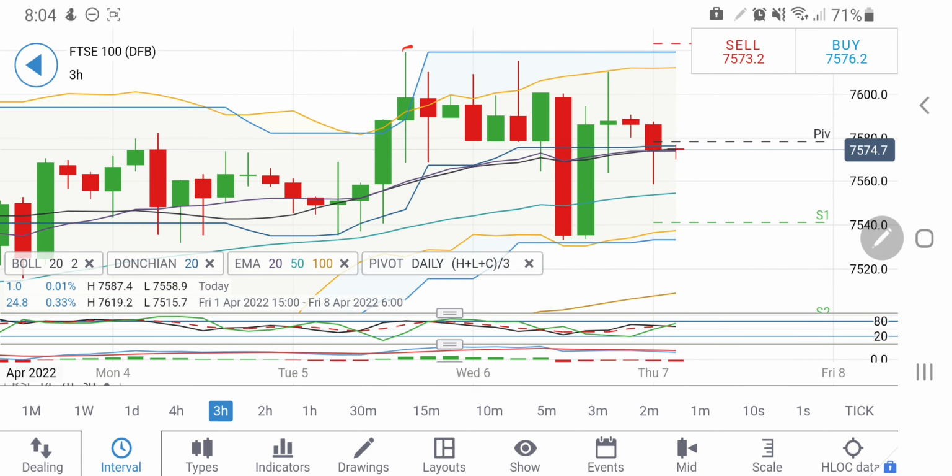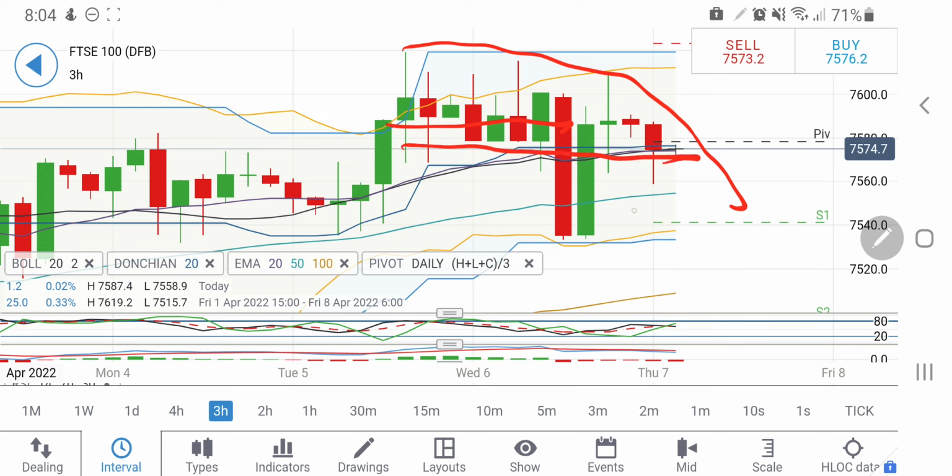On the 3-hour charts, inclining downwards, support zone here. So probably once it breaks 7,560, yes, you can go short, and then you can expect 7,540, 7,520 levels, and in fact it can try to give you a strong break if it breaks this zone. So I'll be watchful.